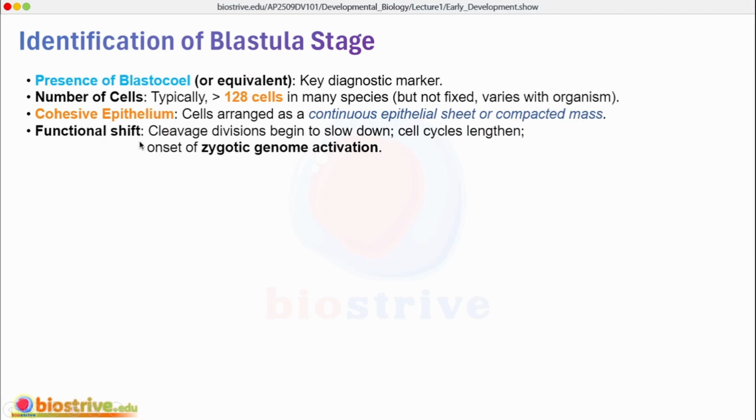There will be a functional shift. There will be zygotic genome activation. Different cells will acquire different fates. The cleavage divisions will begin to slow down and the cell cycle will begin to lengthen, or the cell cycle will begin to restore its original duration.